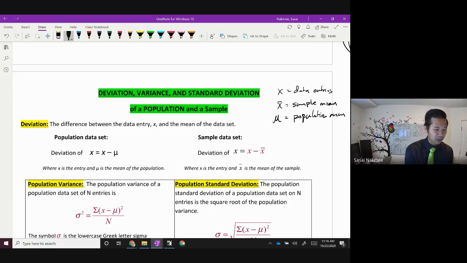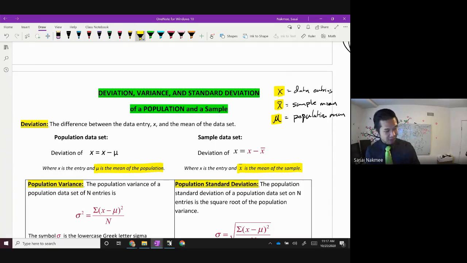So get these symbols down, by the way. You do have to know these symbols. You do have to know what X represents. You do have to know what X bar represents. And you do have to know what mu represents. So that is going to be part of it. So when you see the symbol mu right here and this X bar right here, you need to know, oh, that is the mean of the population, and X bar is the mean of the sample. So you guys got to start getting those values down.